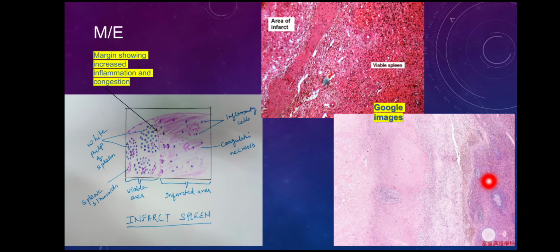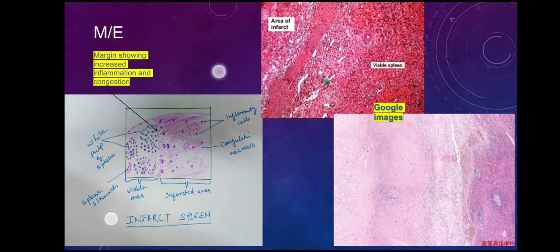While here you can see this is the viable tissue, the splenic follicles. You can make out that as there are more viable cells here, there are more nuclei you can see, that's why it is more blue and pink, while this is out and out pinkish in color.